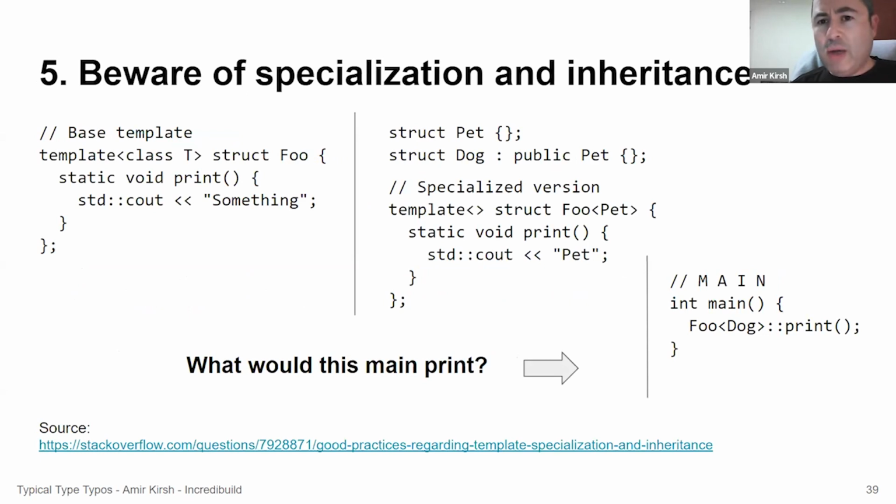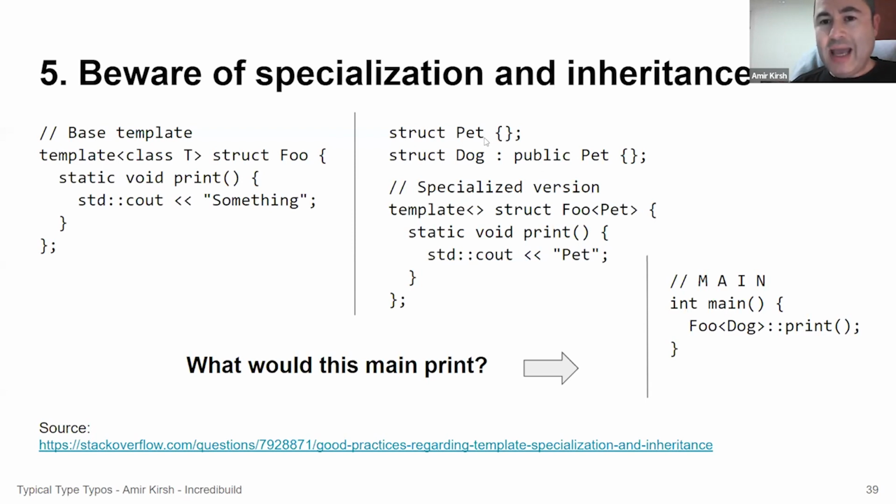But if we are talking about beware of specialization, let's take the next one. In this one, we have here a template class called foo. And we have for foo a specialized version for a foo of pet. So let's take a look. Foo, the primary template, the base template, prints something, okay? And the print of foo of pet prints, I'm a pet, just prints pet.